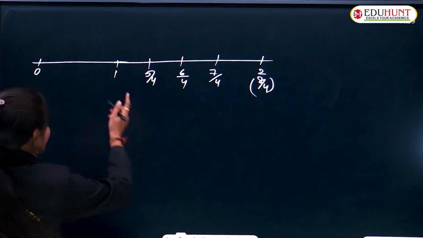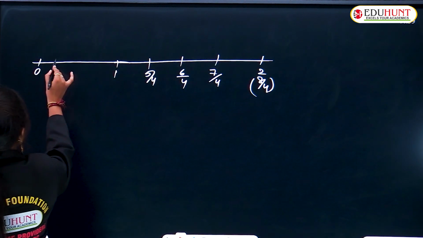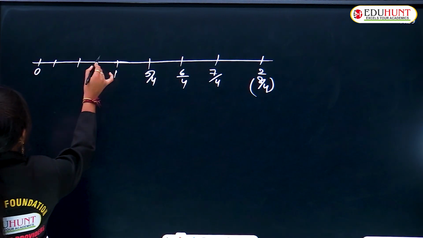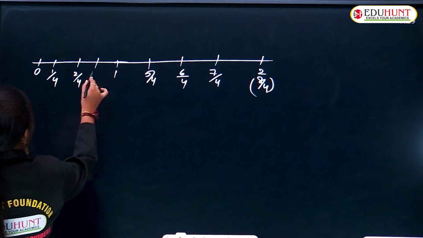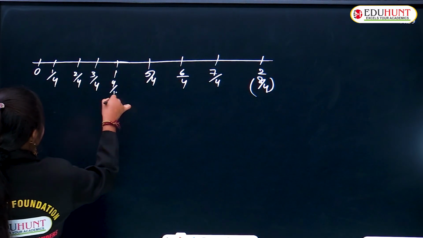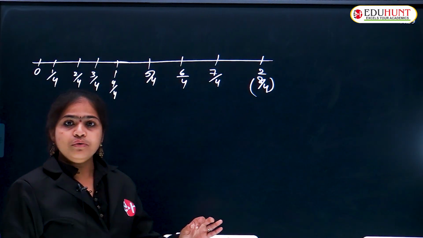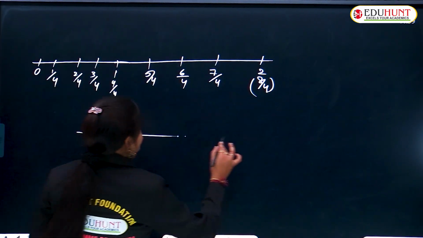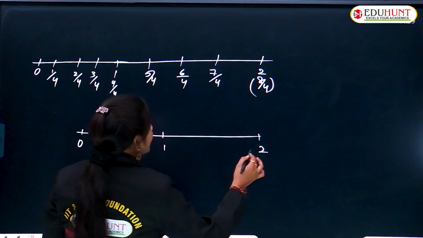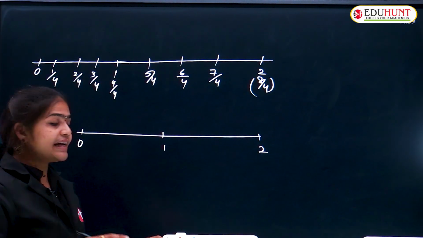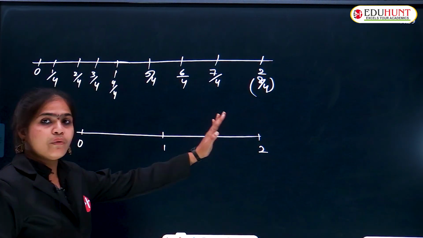Okay. And this one, 0 to 1, I also want to divide into 4 parts: 1, 2, 3, 4. Okay? 1 by 4, 2 by 4, 3 by 4, 4 by 4. Now, the same two parts again I want to take here. This is 0, 1, 2. Now, I want to divide that again, the same 0 to 1, 1 to 2.